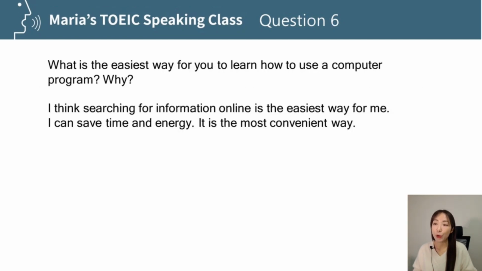What is the easiest way for you to learn how to use a computer program and why? 컴퓨터 프로그램을 배울 수 있는 가장 쉬운 방법은 뭘까요? 검색, 온라인, 영어, 요즘 유 선생님 아시죠? 유튜브 선생님, 유 선생님. I think searching for information online is the easiest way for me. I can save time and energy. It is the most convenient way. 네, 그죠? 가장 편리한 방법인 것 같아요.